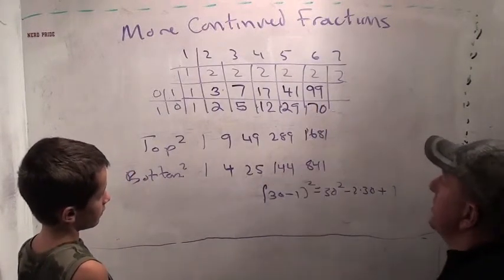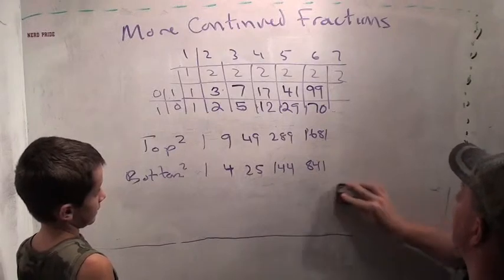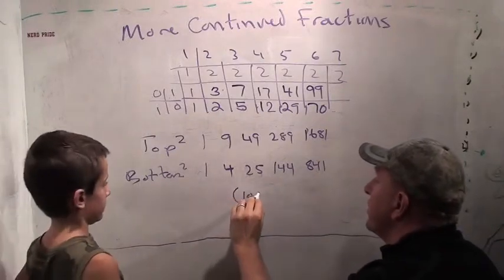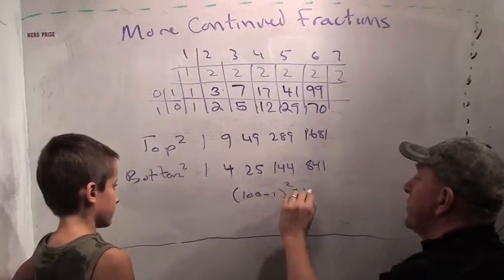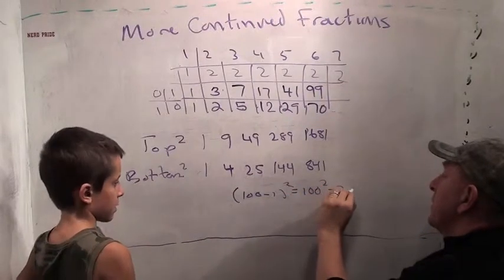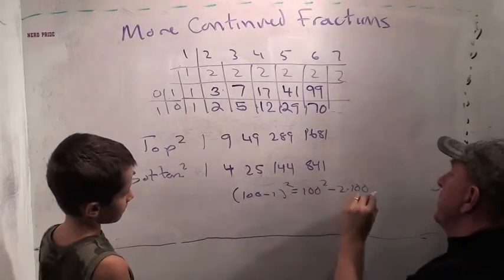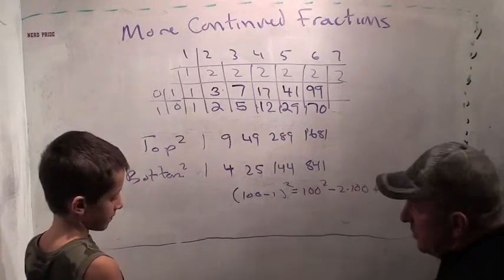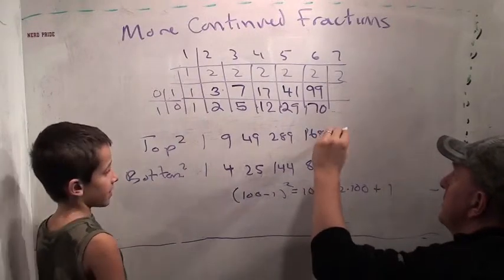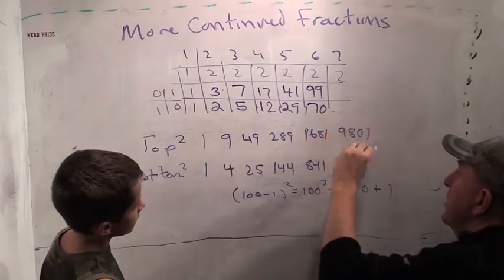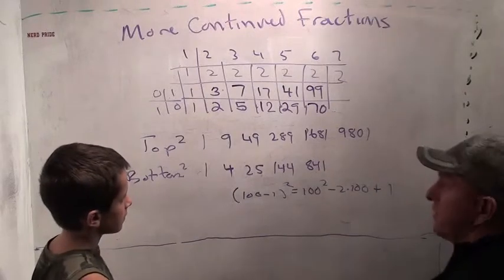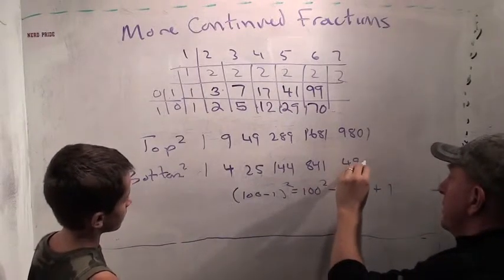And then we'll do 99 squared. We use the same trick. 99 squared is 100 minus 1 squared, which is 100 squared. You remember what 100 squared is? It's 10,000. 10,000 minus 200 plus 1. What's 10,000 minus 200? It's 9,800. So this is 9,801. And 70 squared is just 4,900.